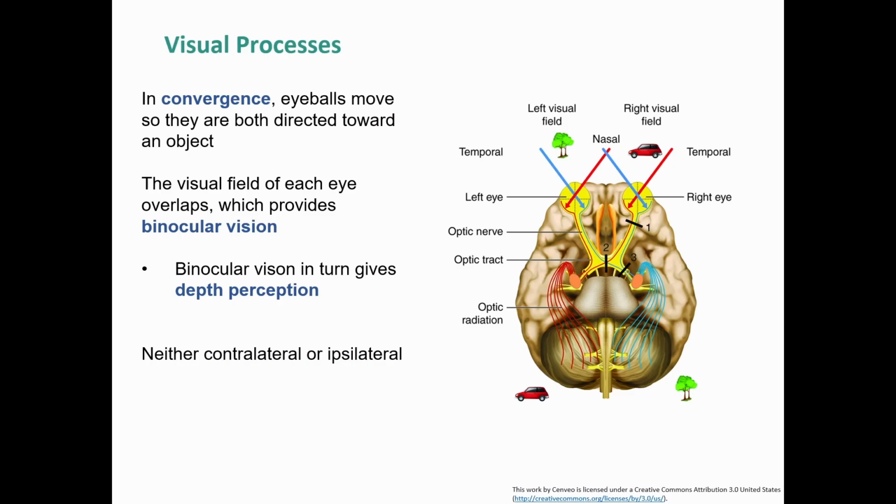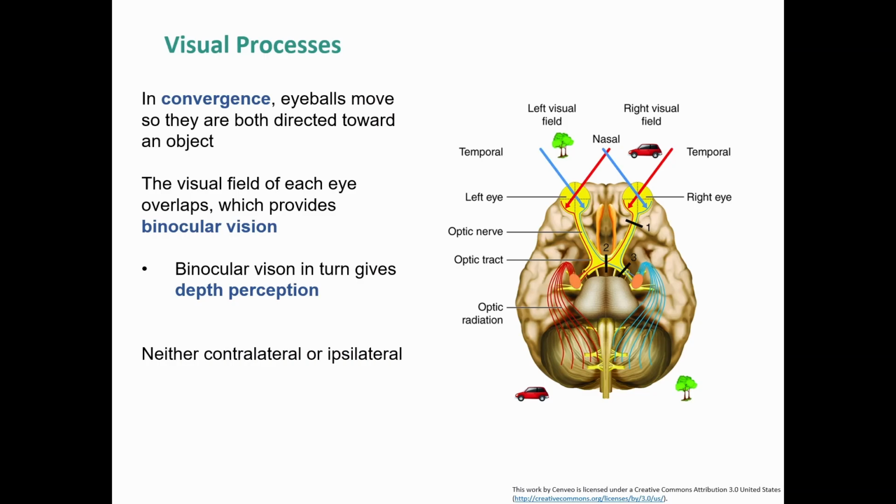Now, something else that happens is called convergence. This is where we are basically using our eyeballs together. Our eyeballs work together to create the entire picture, and they're moving in a way so that they are both directed towards an object. That means the visual field for each eye overlaps, and this is what gives us what's called binocular vision. And binocular vision is responsible for giving us what we call depth perception, basically your ability to see things in 3 dimensions.